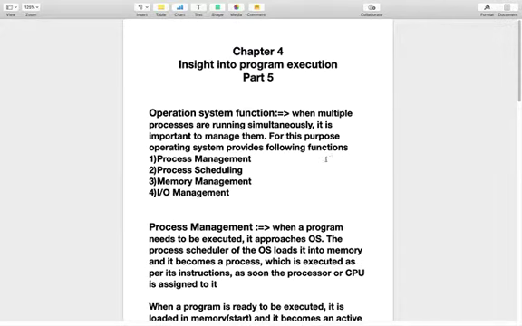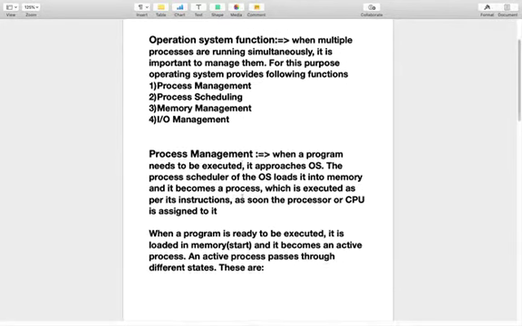To do this, we have the following functions conducted by the operating system. First is process management, then process scheduling, memory management and input output management. Today we learn about the first, process management.